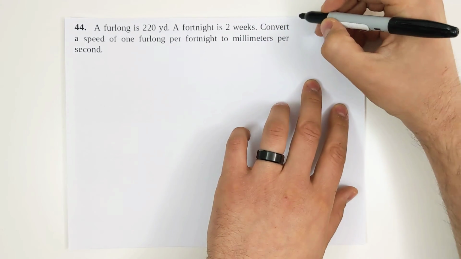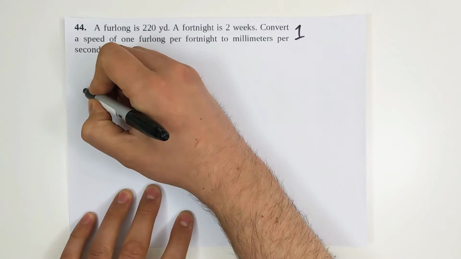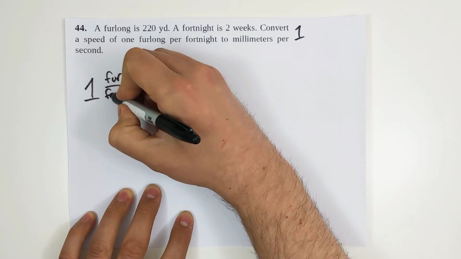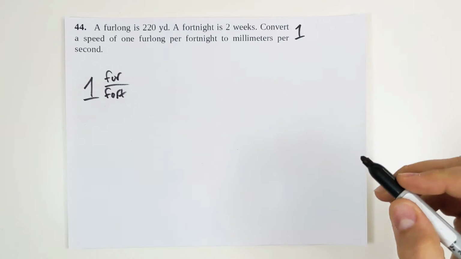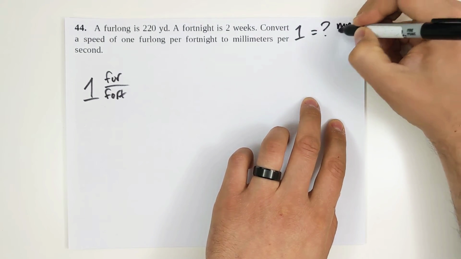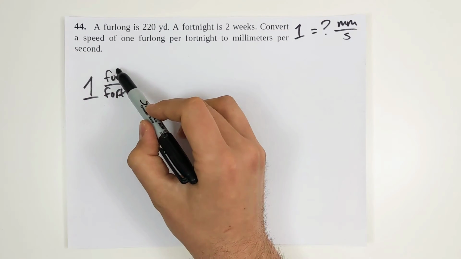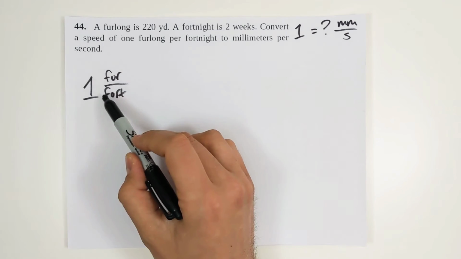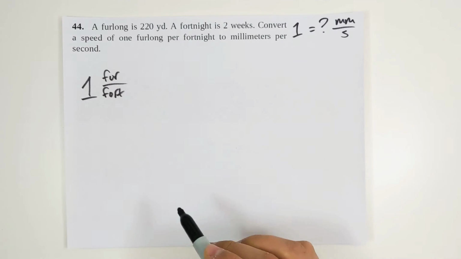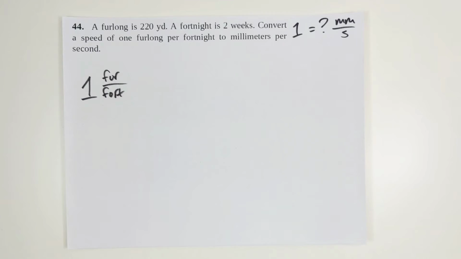Wait, what did that say? So I'm just going to use fur and fort. I'll put it over here. 1 furlong per fortnight. Okay, that's what that means, is how many millimeters per second. Effectively what we've got here, we've got a unit of length divided by a unit of time. Unit of length, unit of time. We're basically going to do 2 unit conversions in the same problem, because you've got a unit you've got to convert and another unit you've got to convert.